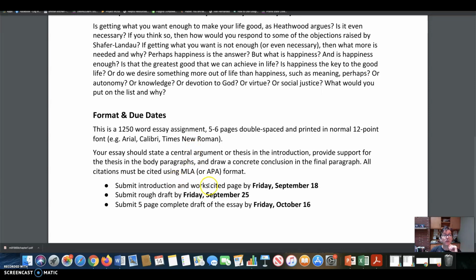Here are some due dates. This week the introduction and the works cited page are due in the assignment folder, and I'll show you in the next video where those folders live. Then the following week, Friday the 25th of September, I'll ask you to submit a rough draft. As much as you can get written by the 25th, then I can give you more feedback. And then the final draft, the complete 5-page or 1,250 word essay, is due by Friday, October 16th.